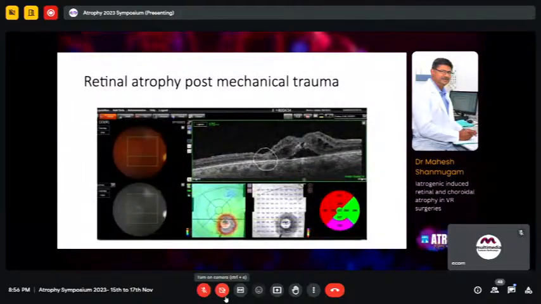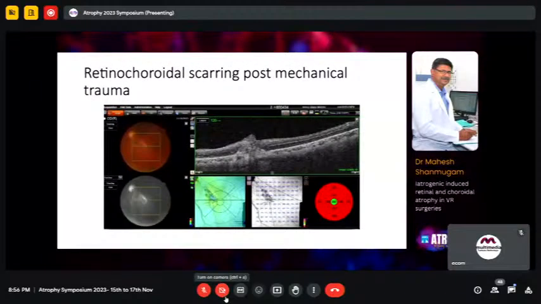Here are the OCT images passing through these areas of instrument touch, which show disruption and disorganization of the retinal layers. Here we see the effect of a much deeper trauma, wherein the choroid and the RPE are also involved, and we see a fibrous scar growing through this area of instrument touch.